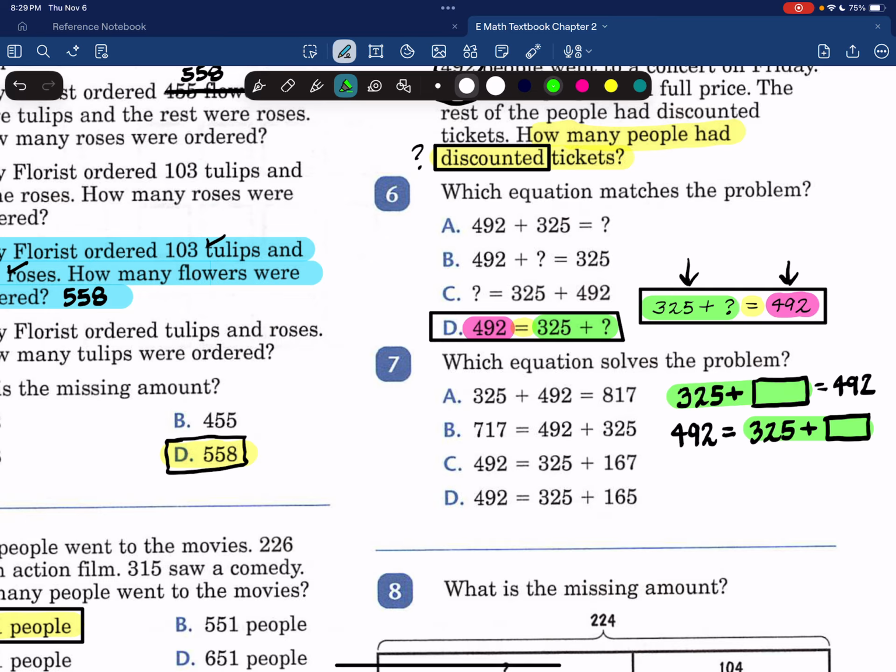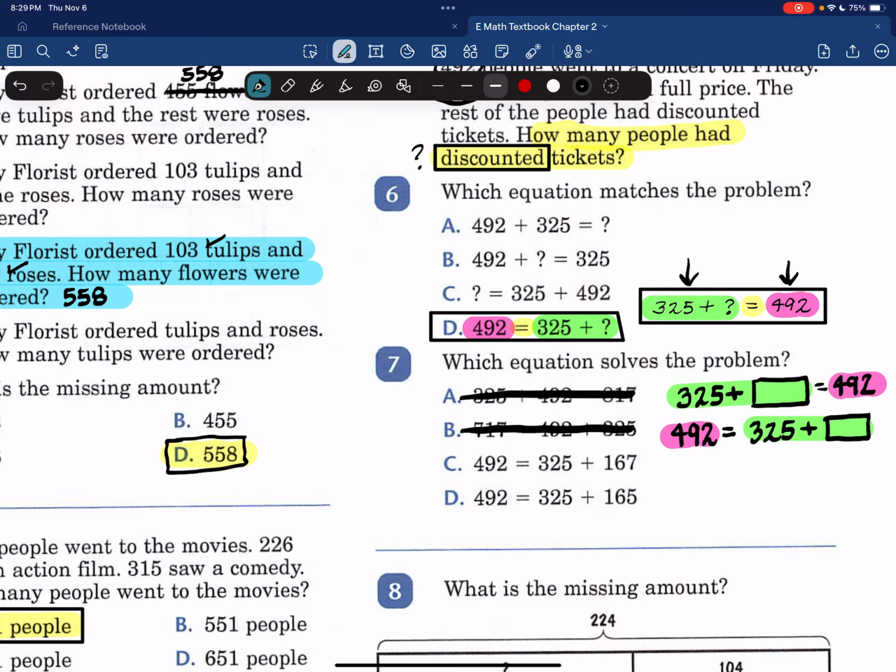And then the 492 all by itself, we're fine. We can do that. Okay, so let's eliminate some answers. Look at A. Look at where the 492 is. It has to be by itself. So A is not the answer we're looking for. B, the 492 is not by itself, so that is not the answer we're looking for.